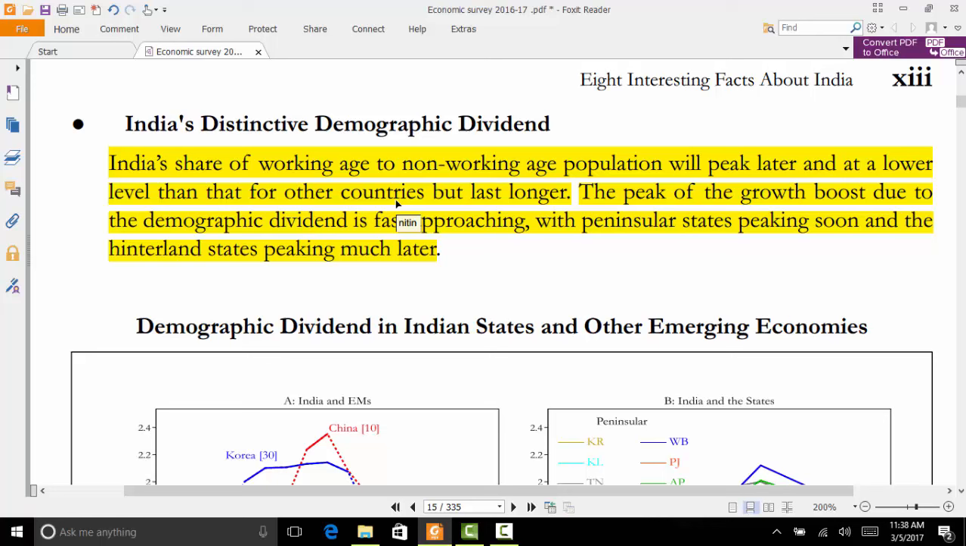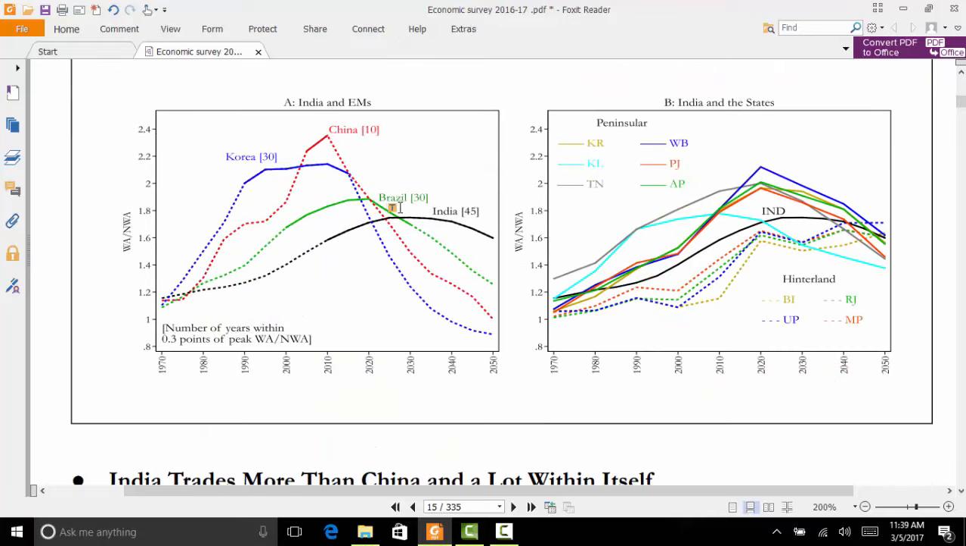Why so? It tells us that this peaking of demographic potential varies across the states. Across the peninsular states, it shall peak early, and the hinterland states will peak later on. So you can read further. The peak of the growth boost due to demographic dividend is fast approaching, with peninsular states peaking soon and the hinterland states peaking much later. So do you understand this concept? Okay.